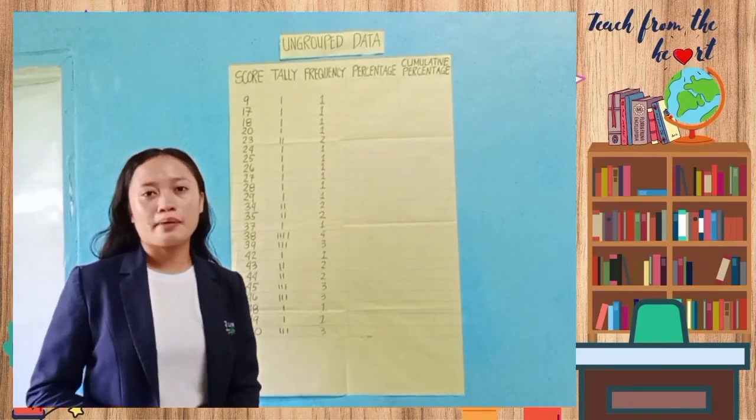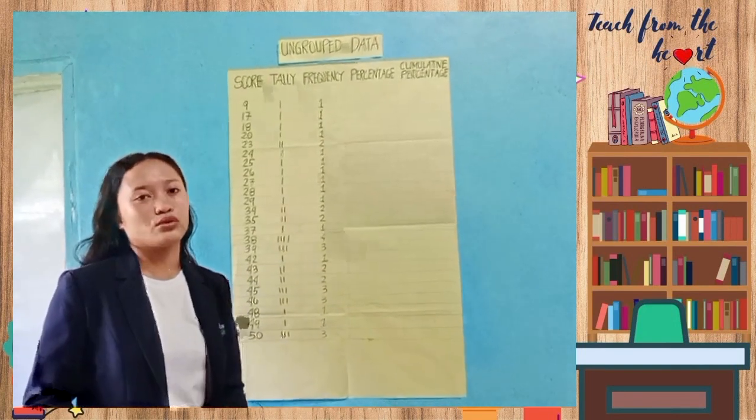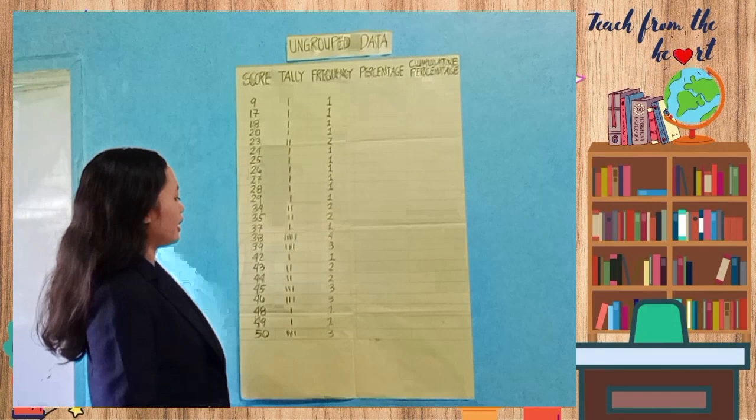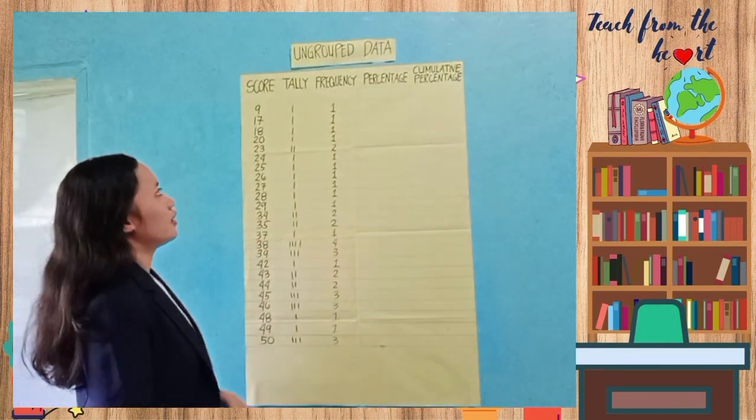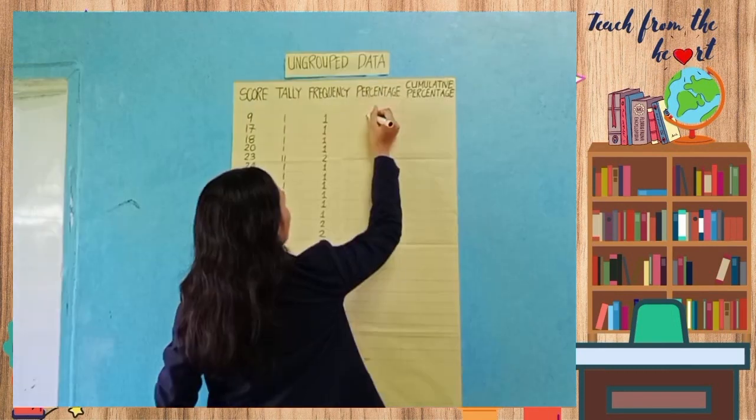Now let's proceed to the percentage. So how can we get the percentage? All we need to do is to divide the frequency by 40 students. For example, 1 divided by 40, so the answer is 2.5.